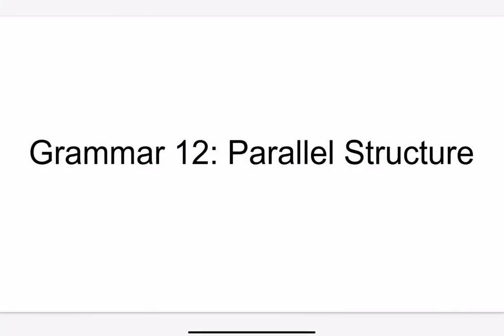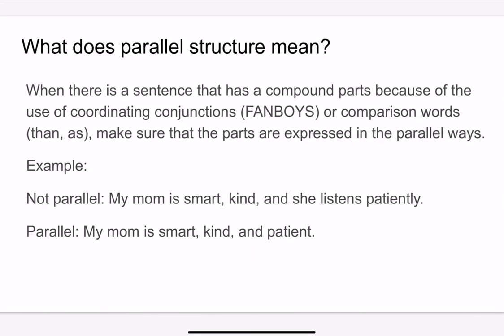All right, for this lesson on parallel structure, what we're trying to focus on is making your writing as clear as possible by keeping your sentences parallel. So we've got to learn what that is. Parallel structure means that there's a sentence that has compound parts to it because of the use of coordinating conjunctions, those FANBOYS words, or because there's a comparison word like "than" or "as." So you're trying to make sure that you are expressing each part in parallel ways.